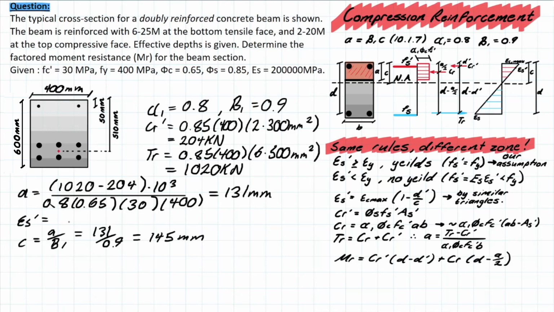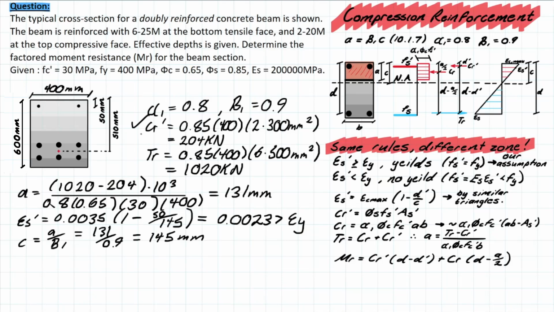Then we go back and plug into this formula right here. We're going to have 0.0035 times 1 minus 50, which is the d' right here, over the c value we just calculated, which is 145. Solving for that, you have a value of approximately 0.0023, which is greater than the yield strain of steel, which is 0.002, right? So that means our assumption is correct, and we are allowed to use the Cr' value. Geez, sorry for the voice crack. That Cr' value of 204 kilonewtons.